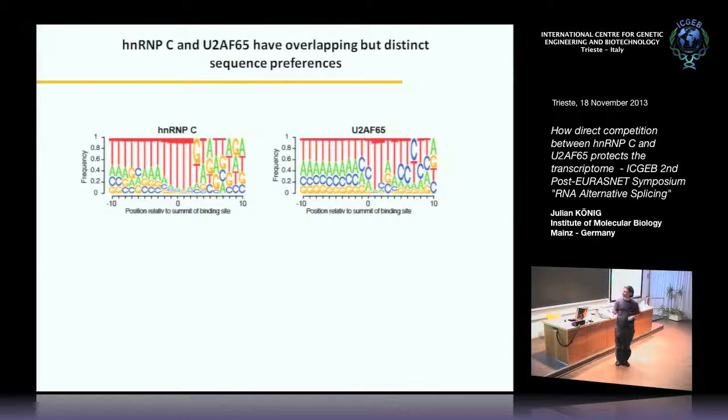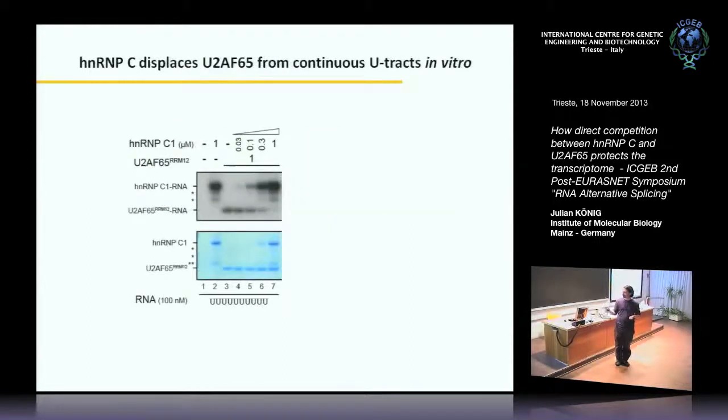And we decided to study this also a bit in vitro. What we did was we took short RNA oligonucleotides with a contiguous uridine tract and incubated it with constant amounts of U2AF65, and then we added in increasing concentrations of hnRNPC. Then when you look at the crosslink, so this is radioactively labeled and then crosslinked to the protein, what you see on the RNA level is that with increasing hnRNPC concentration, U2AF65 binding decreases, whereas hnRNPC crosslinking increases, recapitulating this competition on this short oligonucleotide.